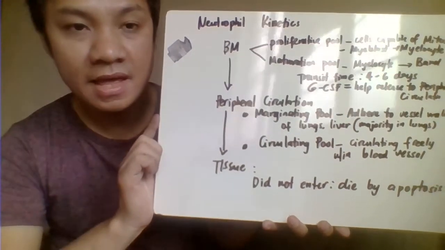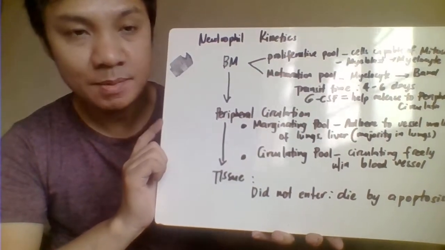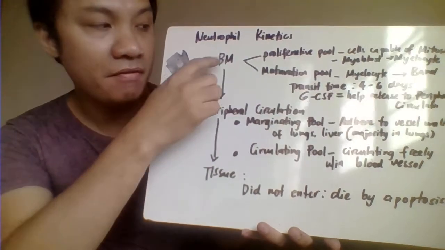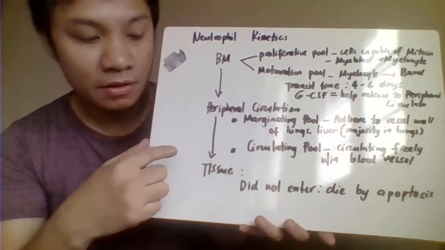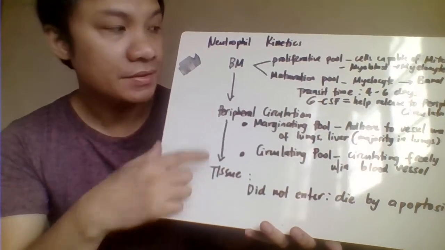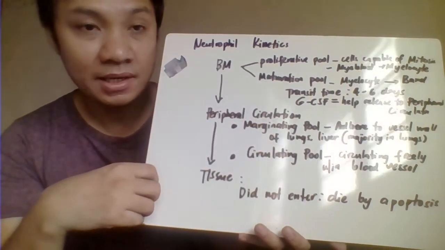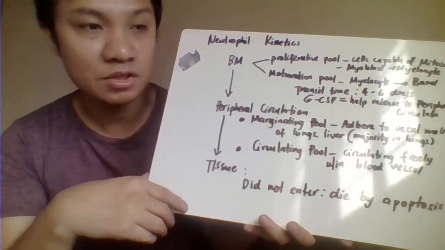Okay, now we have here the kinetics, or you call it the neutrophil kinetics. When we speak about kinetics, it's just the movement of your cells, primarily from your bone marrow going to your peripheral circulation and eventually up to your tissue area. So in the bone marrow, there are two populations of your neutrophil. One is your proliferating pool, another one is your maturation pool.